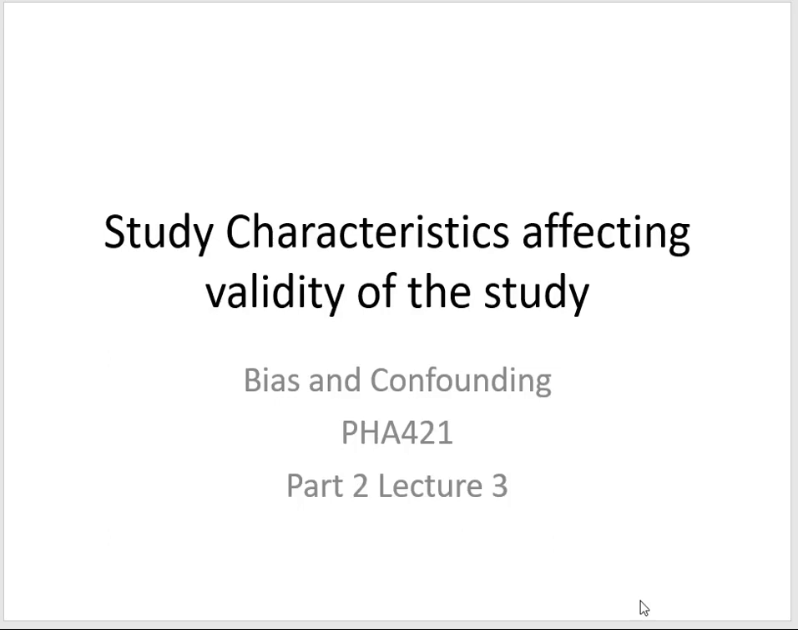This is the third lecture in PHA 421, the second part where we're discussing study designs and the characteristics of study designs. Today's lecture is going to address the characteristics of our study designs that affect the quality, the rigors of the study designs, and therefore we're going to talk about the different types of validity and the things that impact or affect validity.